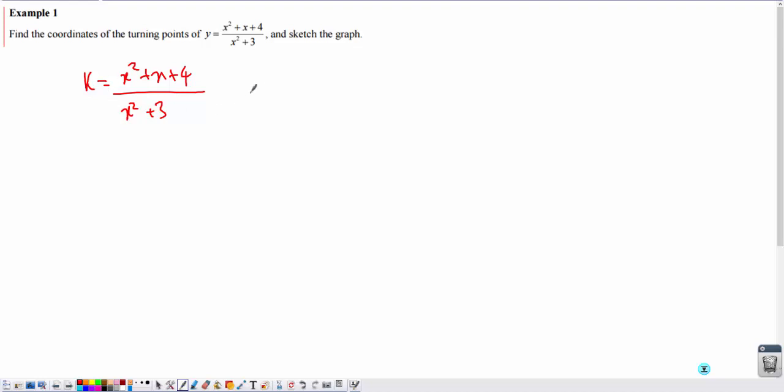So we need to bring it over and make it into something x squared plus something x plus c, ax squared plus bx plus c. So this rearranges to kx squared plus 3k equals x squared plus x plus 4. All right, so I just multiplied both sides by x squared plus 3, so it disappears from here, goes up here, and I multiplied out the brackets as well. Now I'm going to take everything over to the same side and gather my like terms.